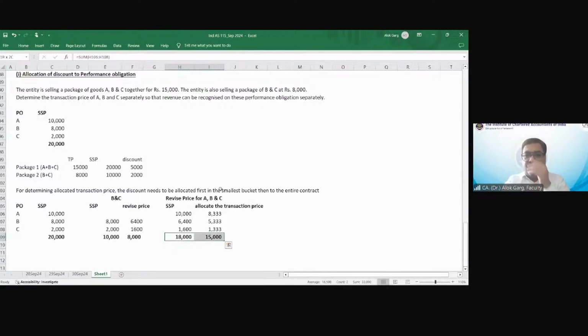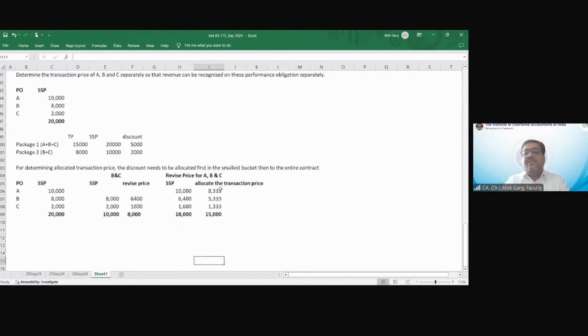I hope it is clear to all of you. Yes. So this is how revenue recognition needs to happen. This is how the transaction price needs to be allocated. I believe it is clear to all of you. Clear? Now the second part is allocation of variable consideration.